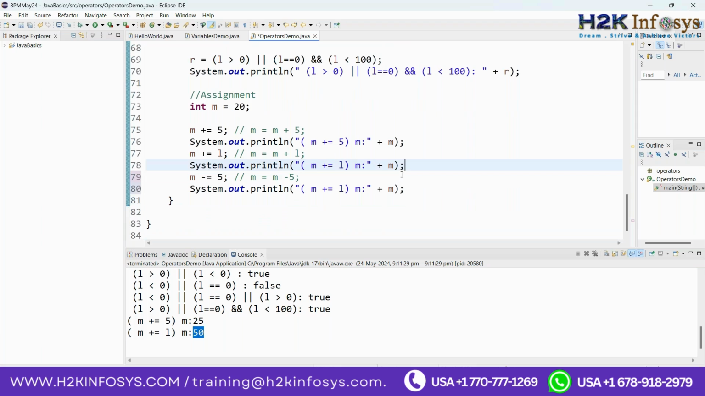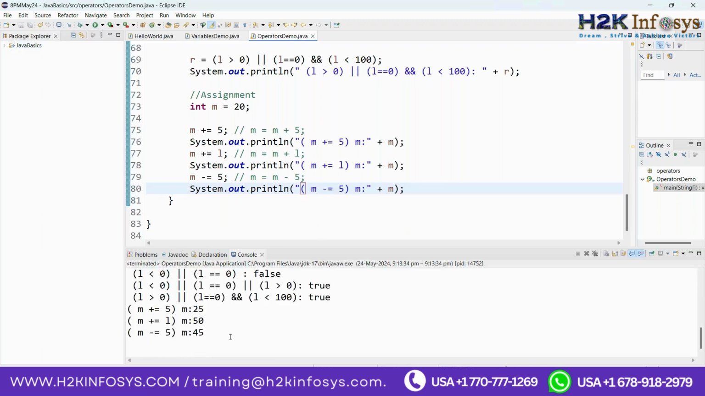Okay, yeah, 45. Reason being, what is the latest m value at this statement? Yeah, 50 minus 5, which is 45. So now the latest, updated m value for you is 45. See, latest m value is 45.